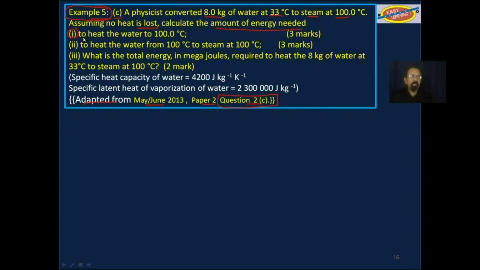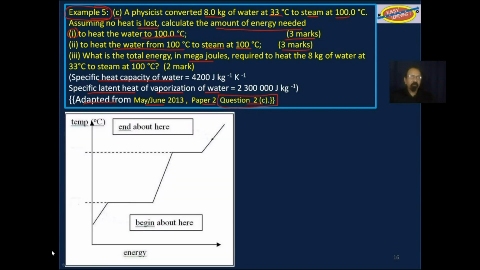1, to heat the water to 100.0 degrees Celsius for 3 marks, and then to heat the water from 100 degrees Celsius to steam at the same 100 degrees Celsius for 3 more marks, and then they want you to find the total energy in megajoules required to do those 2 things. You are given the specific heat capacity of the water and the specific latent heat of vaporization of water.